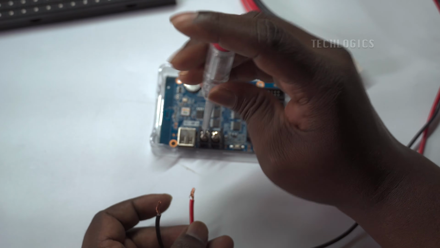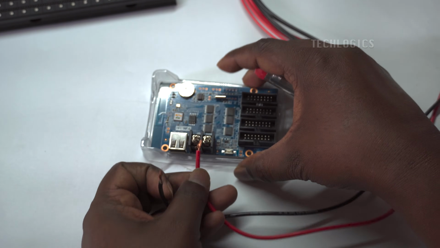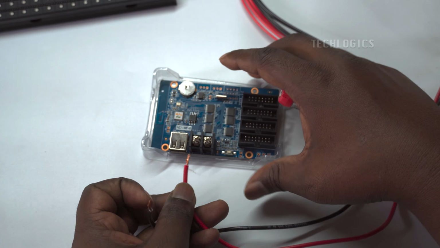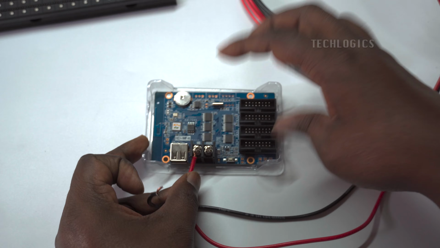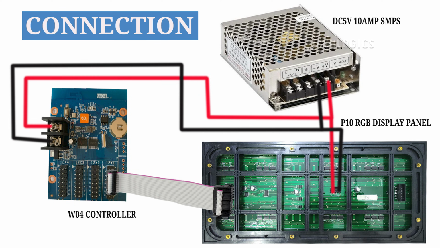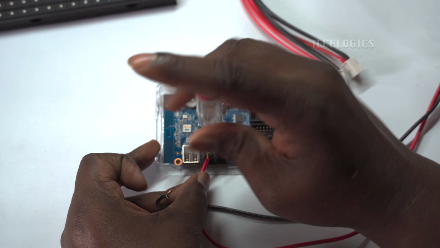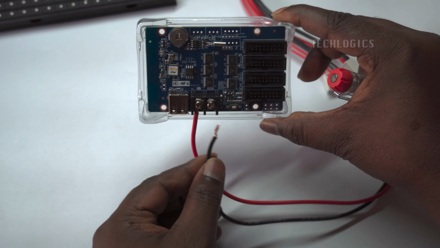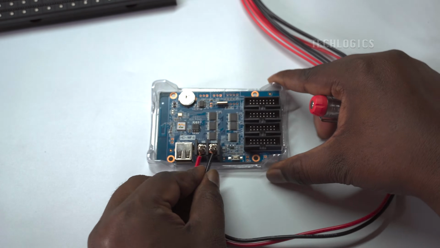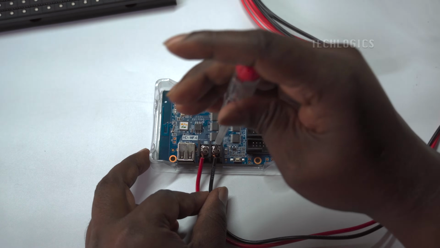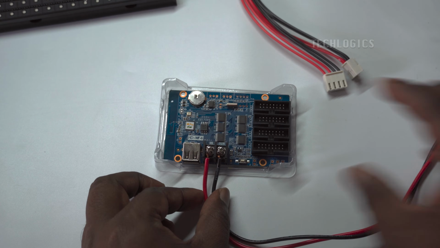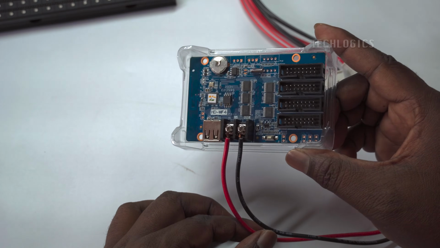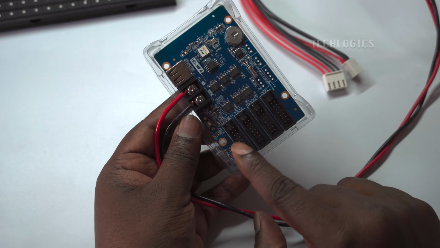Power connection. Connect the power cable from the SMPS to the controller, ensuring correct polarity with positive and negative connections on both devices as illustrated in the following diagram. Note, in this video, we demonstrate the connection of only one P10 panel. For this single panel, we use a DC 5V 10 amp SMPS. If you wish to connect additional panels, you will need to increase the SMPS amperage accordingly, allocating approximately 5 amps for each additional panel.